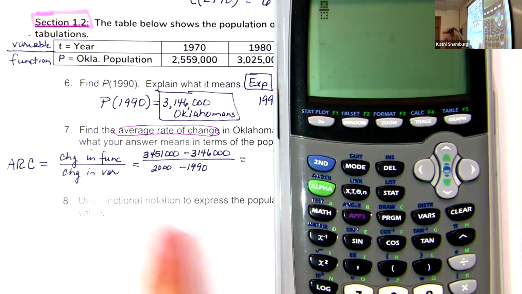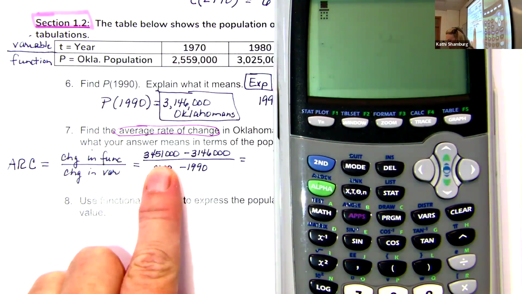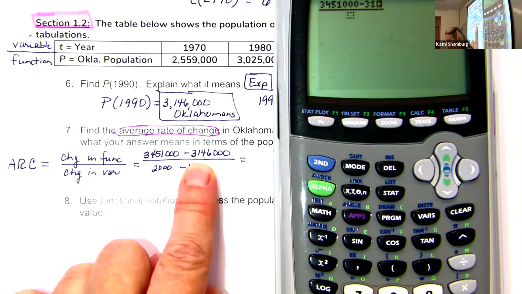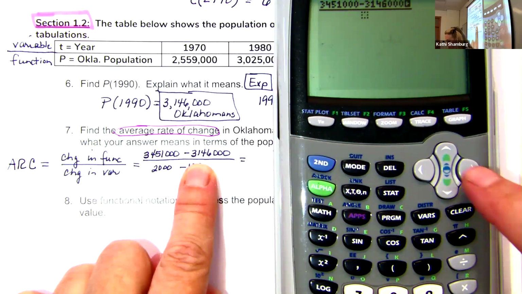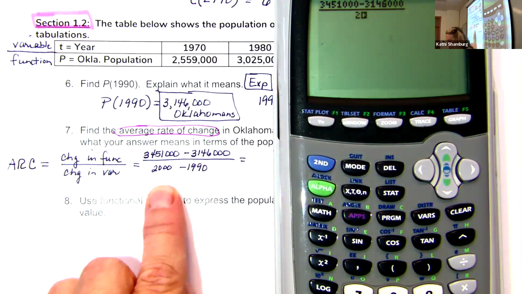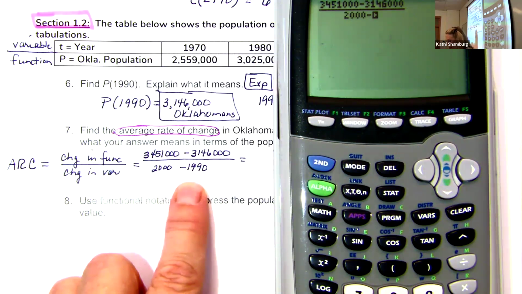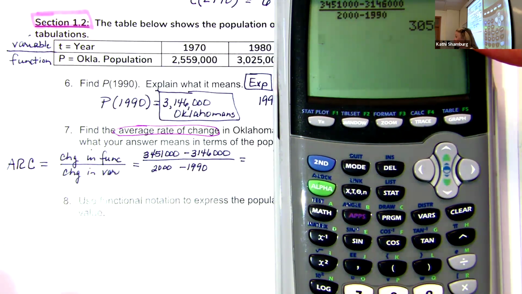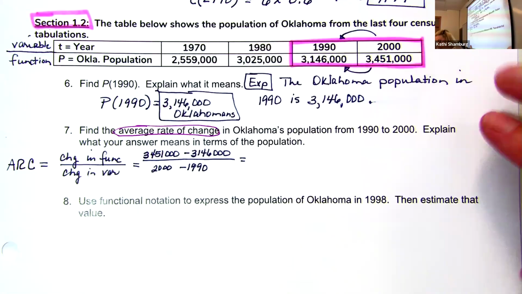Delta x equals 1, and in the numerator, 3,451,000 minus 3,146,000 over 2,000 minus 1990, and the calculator is gonna do all the calculations of putting it in lowest terms. And so my answer will be over 1. So it's gonna be 30,500 over 1.